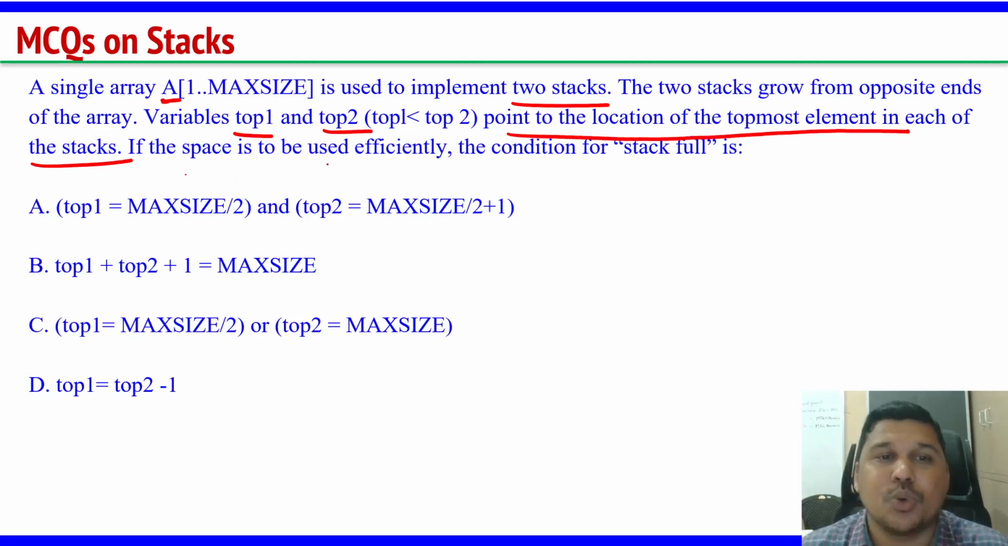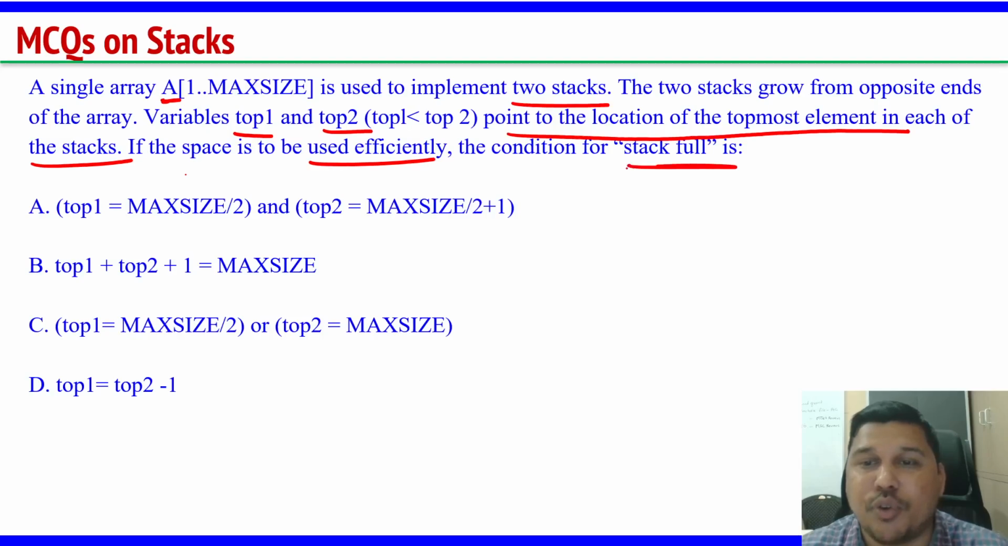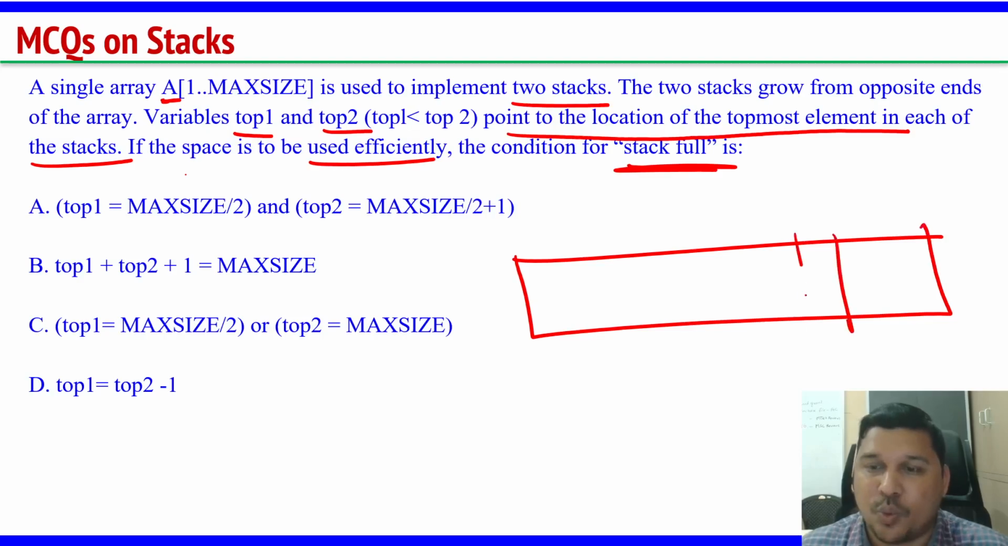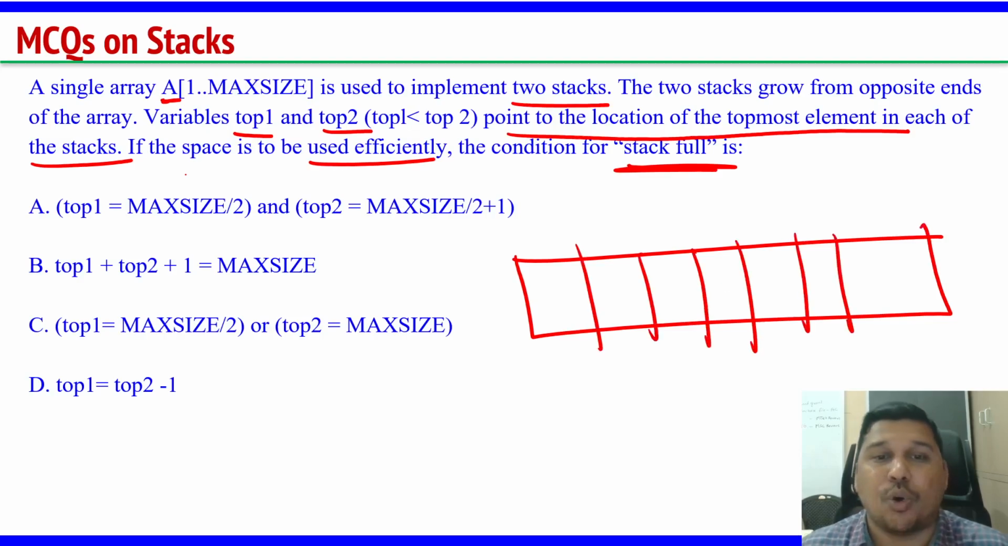If the space is to be used efficiently, for implementing two stacks on a single array, what is the condition for stack overflow? What is the condition when the stack will be full is the question. So analyze the four options and identify what is the logic for the stack to be full in an implementation of two stacks in a single array. Let's analyze the answer for this. In what case will the array be full, the stack full condition, right?